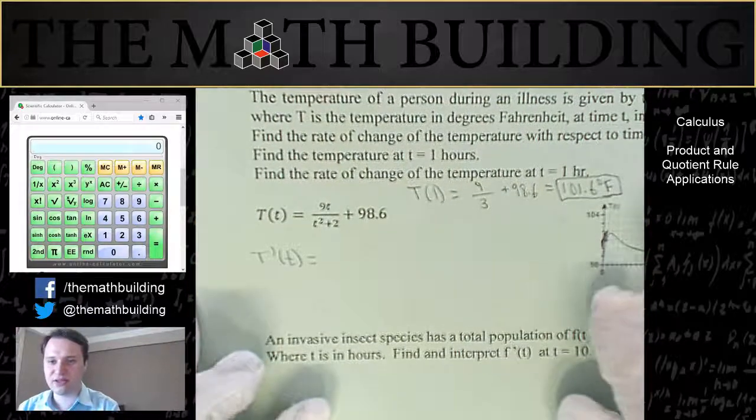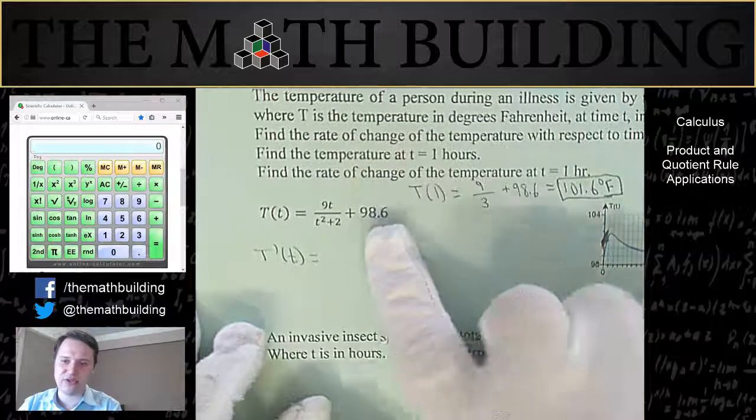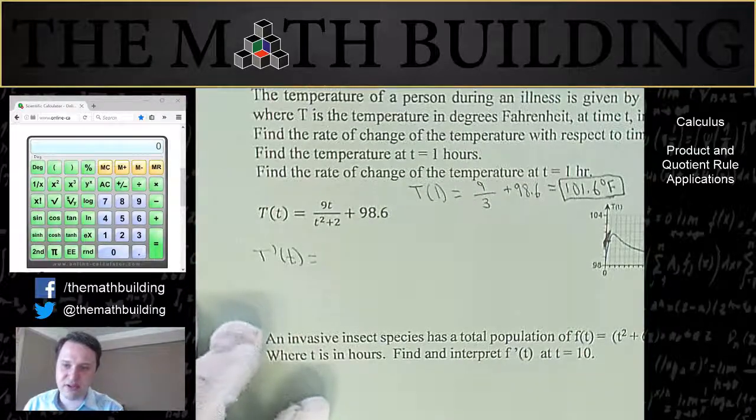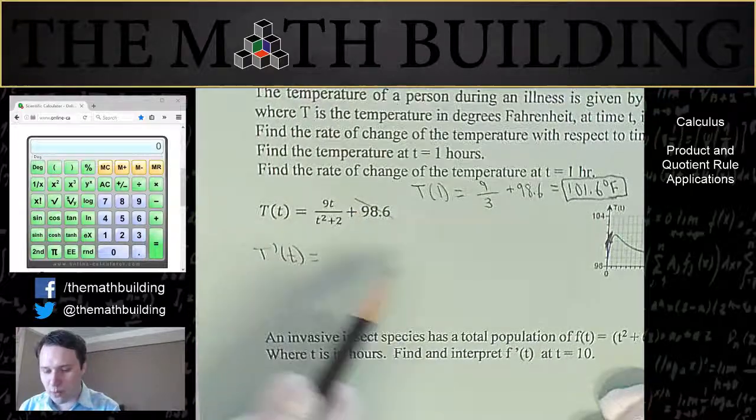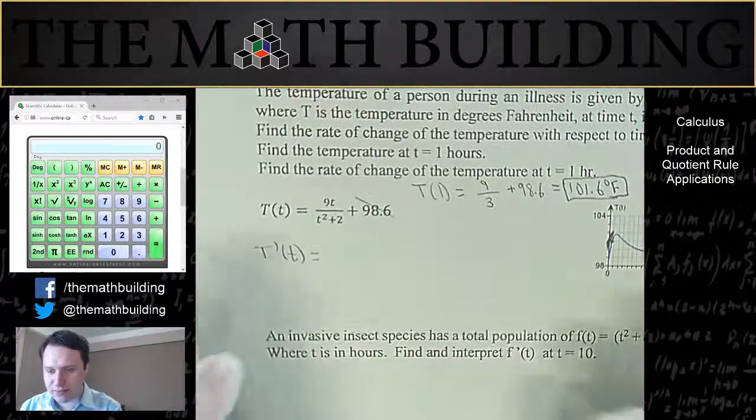So when we take the derivative, we can completely ignore this 98.6 because the derivative of that constant number is just going to be 0. So that's going to go away. And so let's take the derivative of this.